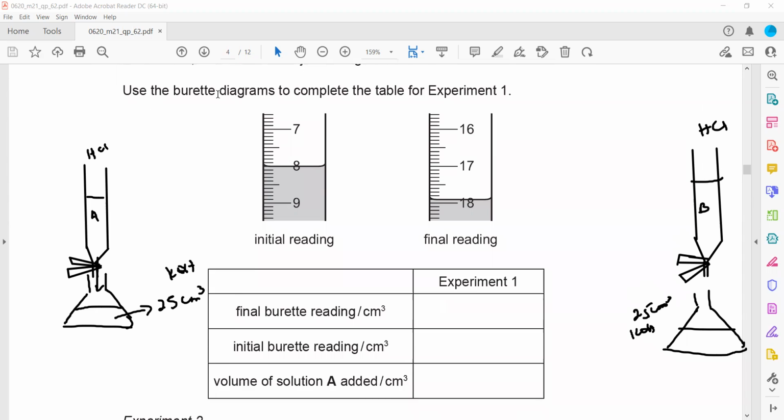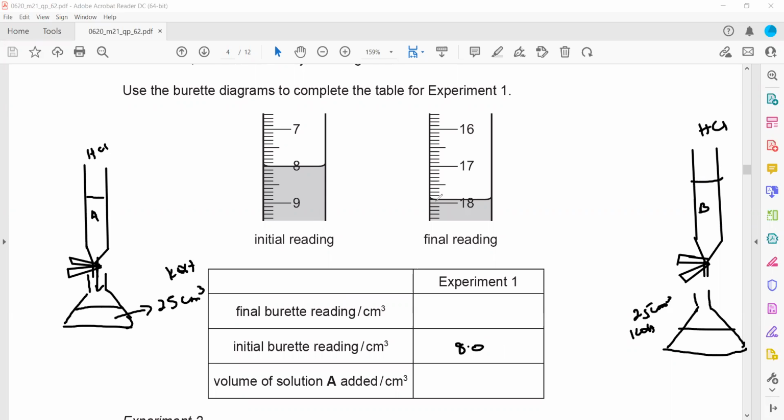For the first part, use the burette diagram to complete the table. So what is the initial reading? What is the starting reading on the burette? So it appears as 8.0 cm cube, the first one.